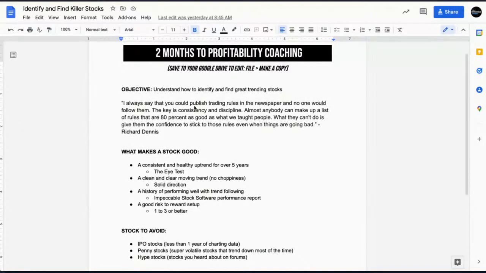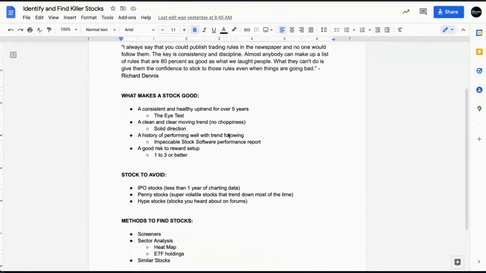As always, I like to repeat the quote. I always say that you could publish trading rules in the newspaper and no one would follow them. The key is consistency and discipline. Almost anybody can make up a list of rules that are 80% as good as what we taught people. Remember, this is Richard Dennis saying this, the person who taught 14 people off the street and who ended up using these simple trend following rules to make over 100 million in less than 3 years. So you can easily come up with rules that are 80% as good as what we taught people. What they can't do is give them the confidence to stick with those rules even when things are going bad. So remember, what we were teaching works.